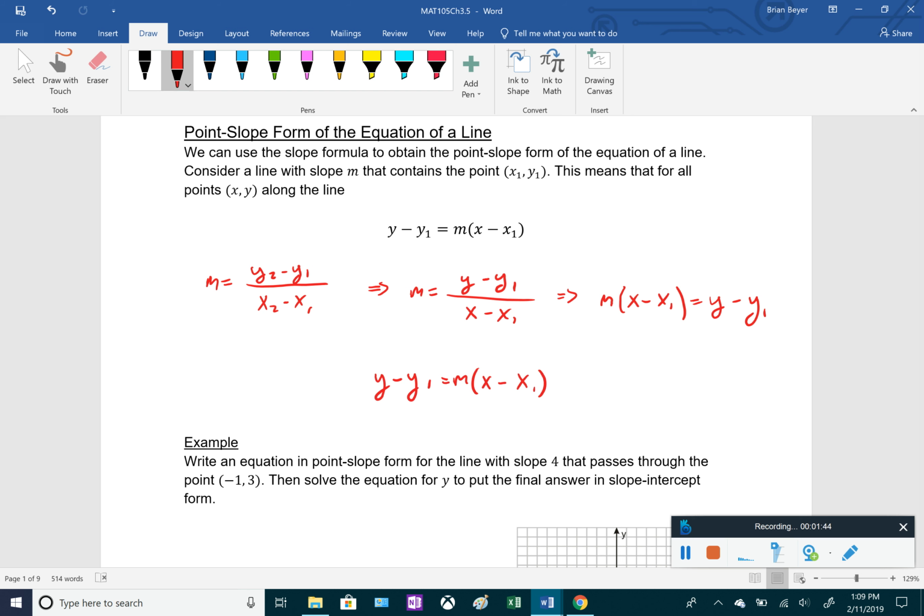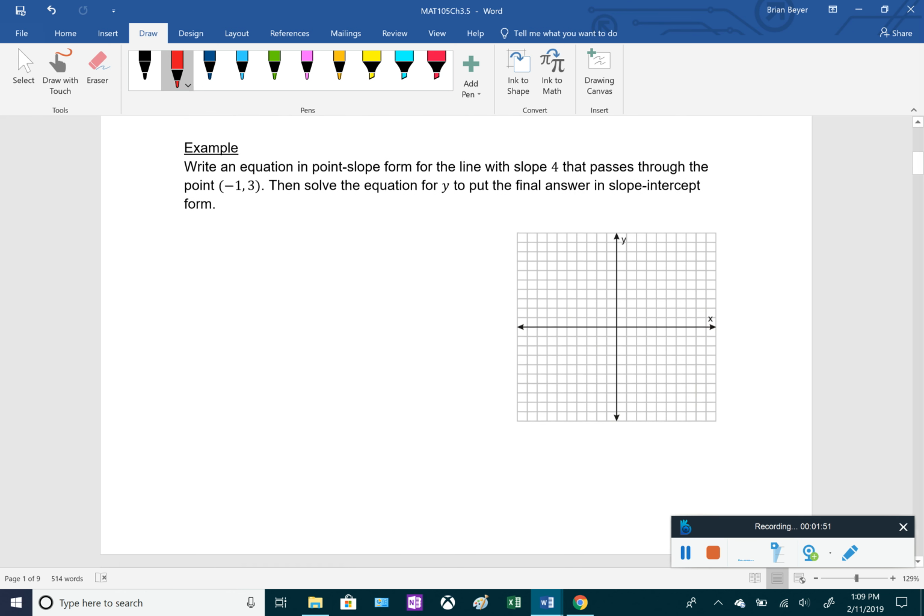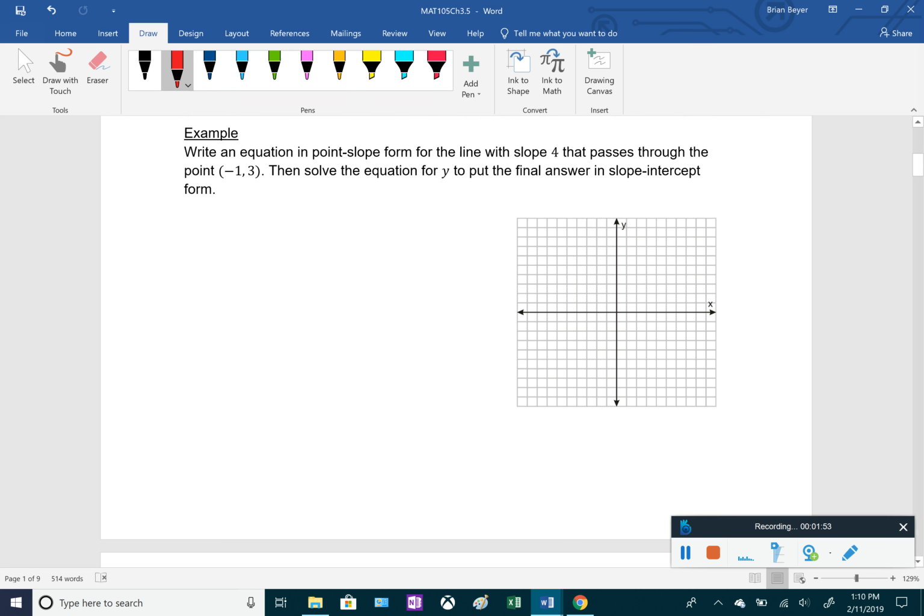So you can see that we need a point x1, y1, and we need the slope m. And x and y are going to remain variables. So let's do an example here. Write an equation in point-slope form for the equation with slope 4 passing through the point -1, 3. So m is 4 and x1, y1 is going to be -1, 3.